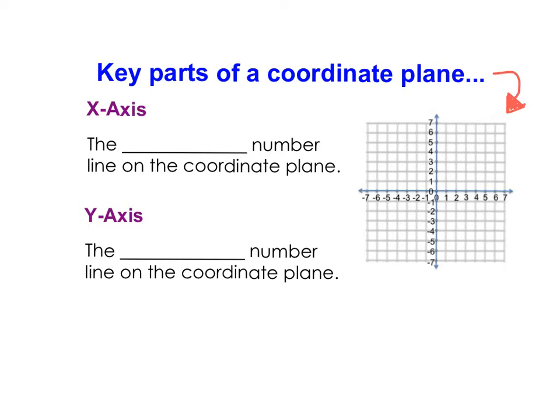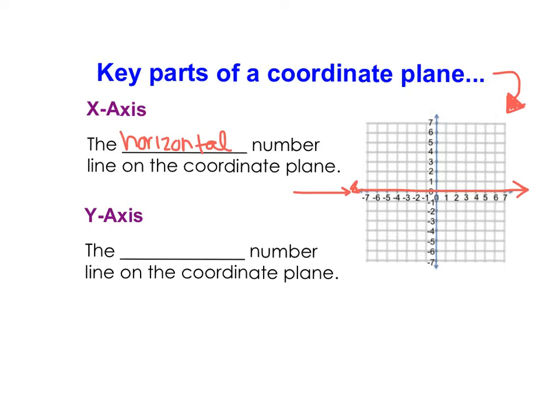The first one is called the x-axis, and that is the horizontal number line on the coordinate plane. So you'll notice here you have this horizontal number line continuing forever in both directions with positive and negative numbers and 0 in the middle. That line right there is called the x-axis.